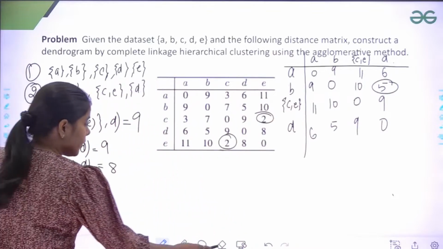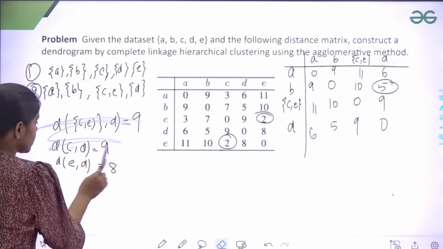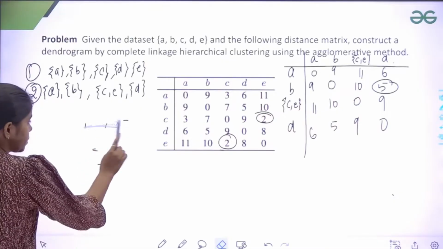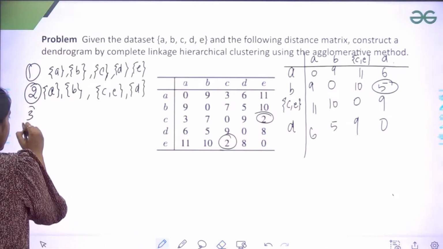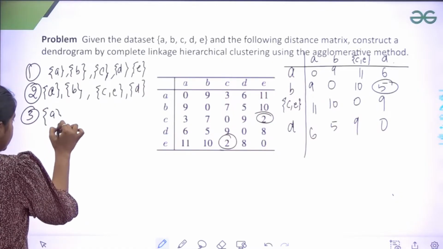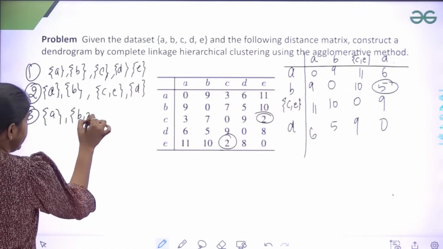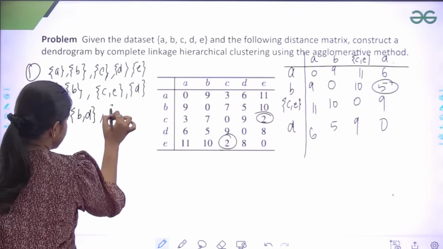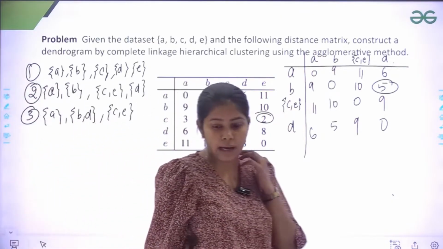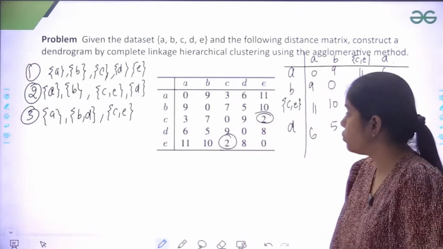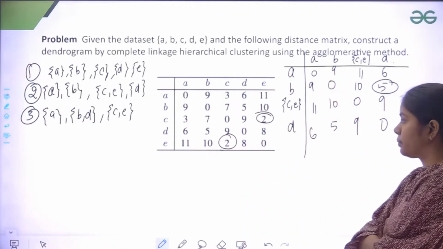B and D get combined here, so that means the next cluster would become the next combination. Next step would be, I got another cluster, that is I'll keep A as it is, and then I'll have BD, and then I'll have C comma E, right? This is as it is, right? So I got one more cluster. Does anybody have any confusion?